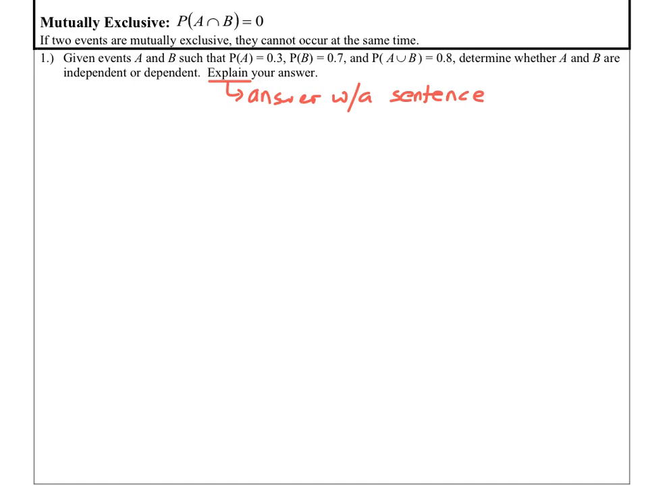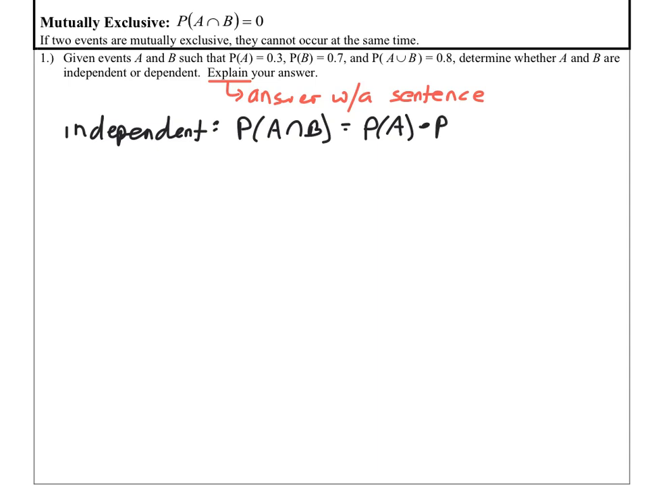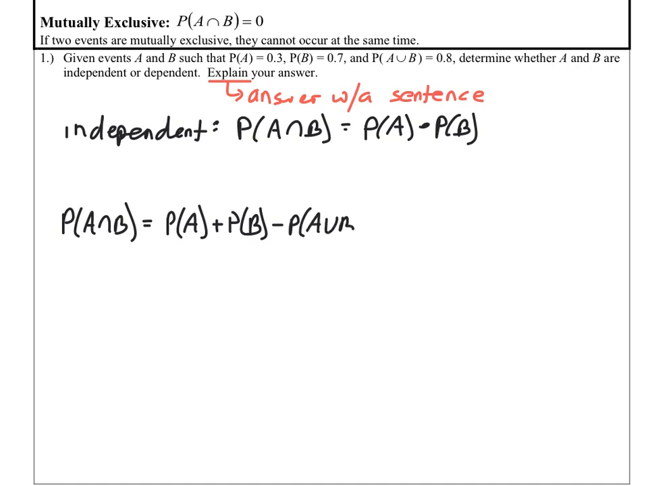So we want to determine if events A and B are independent. In order to prove that two events are independent, again, we need to use that formula, the probability of A and B equals A times B. Well, in this original problem, they gave us A, they gave us B, but they didn't give us A and B, they gave us A or B. So that's why it's so important to know the formula we talked about at the start of this packet. The probability of A and B equals A plus B minus A or B.